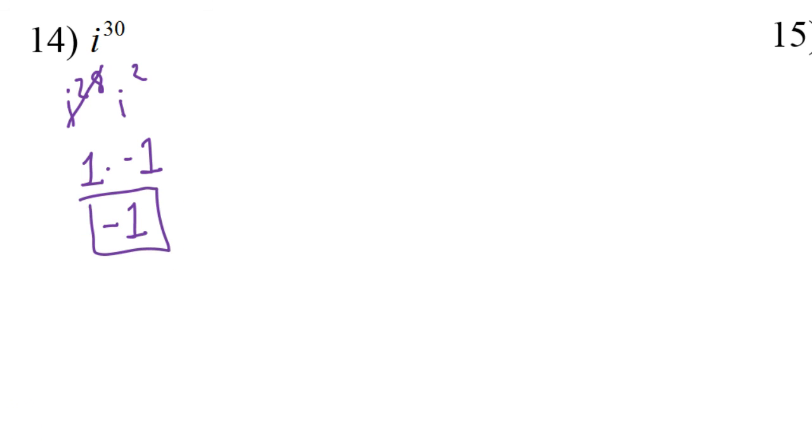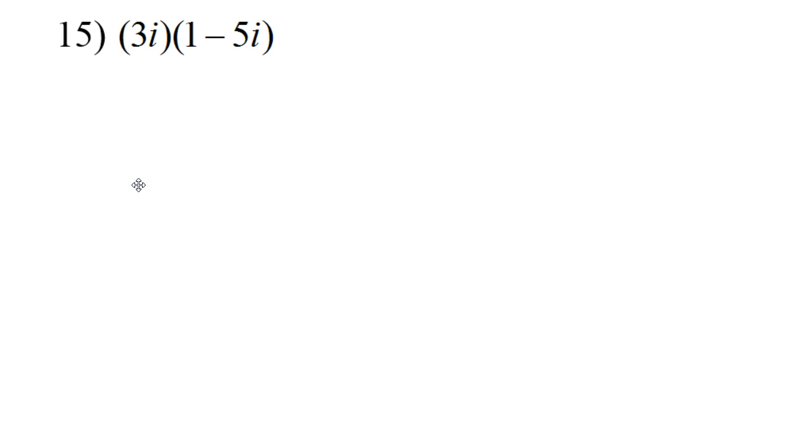So what we have here is i to the 30th power, and we're supposed to simplify. So we know that i to the 30th power is i to the 28th power times i squared. i to the 28th power is a multiple of 4, so we know that that makes 1. And i squared is negative 1. So you know 1 times negative 1 is negative 1, and that is your answer.